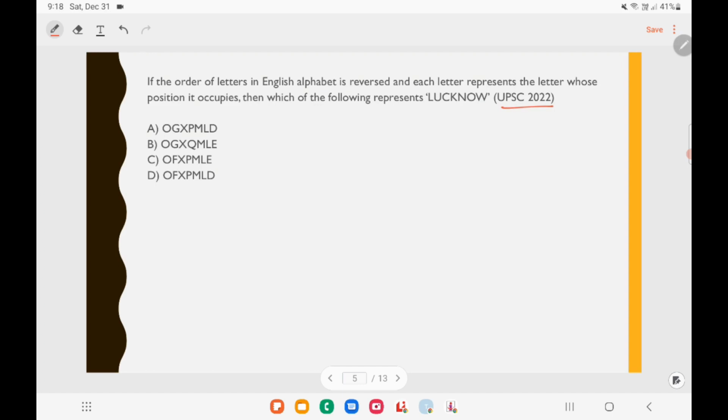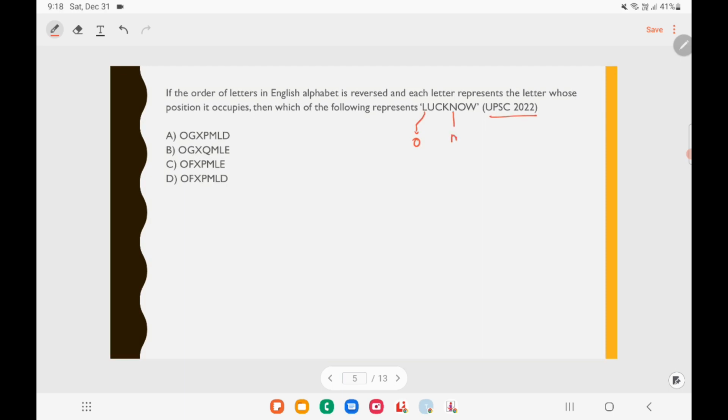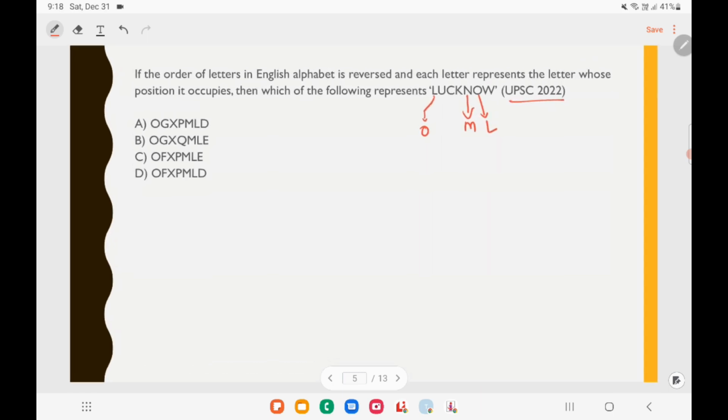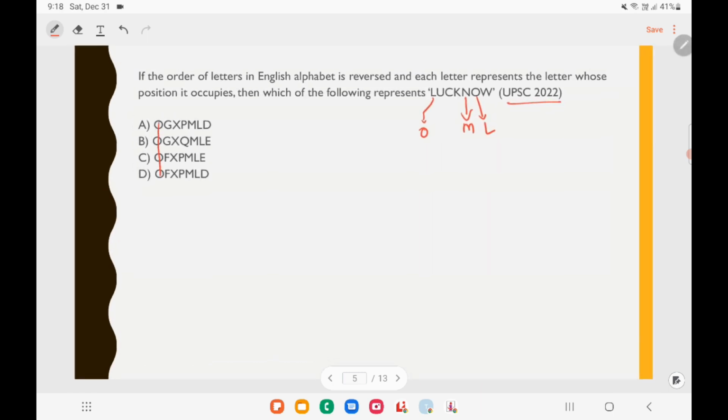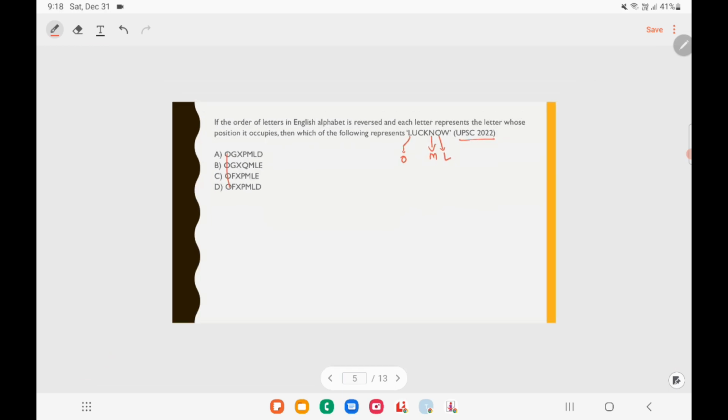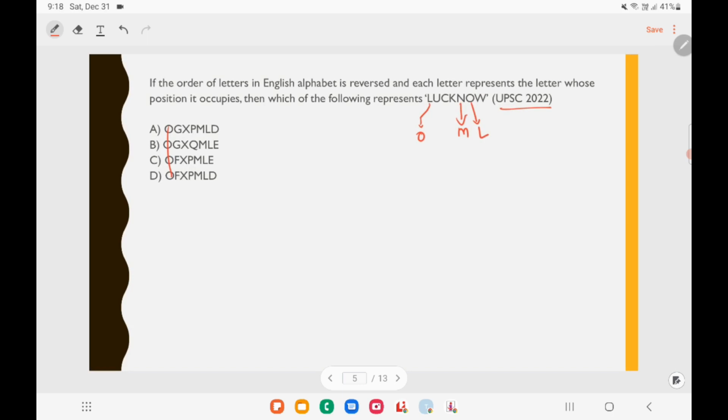You know some words, you know lotto, you know great, you know man. So using these words you know that L is O, right? Then you know that N is M and O will be L. We only know these things from those words. But if you see the options, in all of the options the first letter is O. So there is no use even if you know the word lotto. And in place of N, all the options have M, and in place of O, all the options have L. So even if you know those words, you cannot eliminate any of the options.